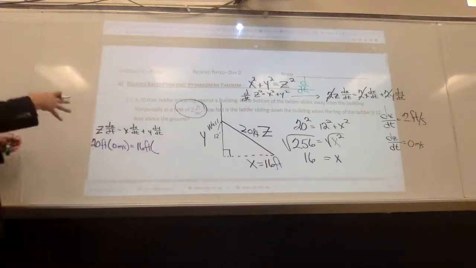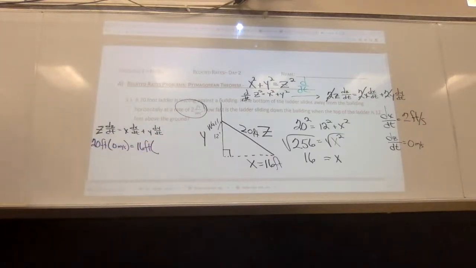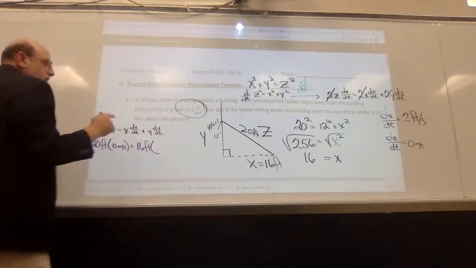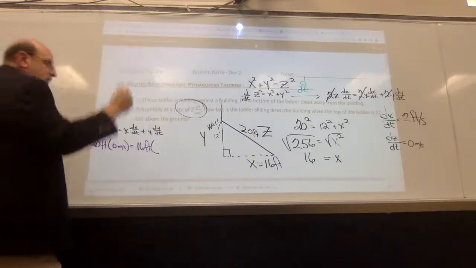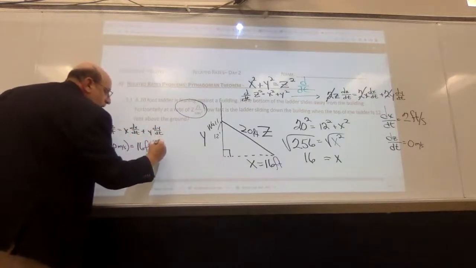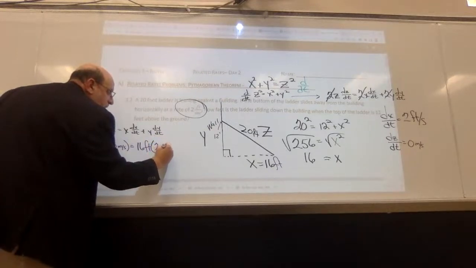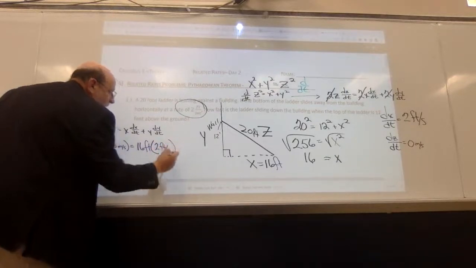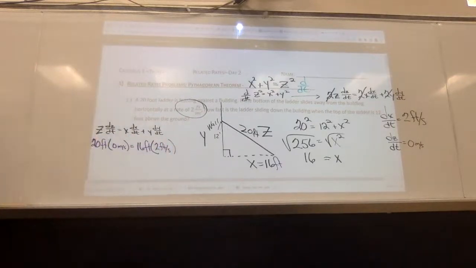16 feet times, and this is important because it's going to give me a chance to use my units. What's dx/dt? It's moving at 2 feet per second.